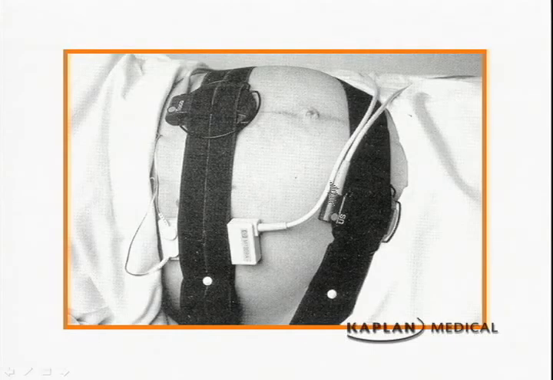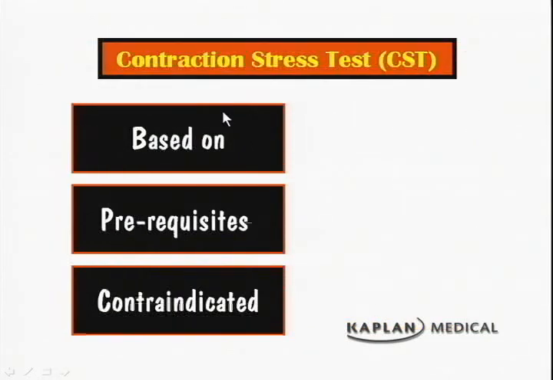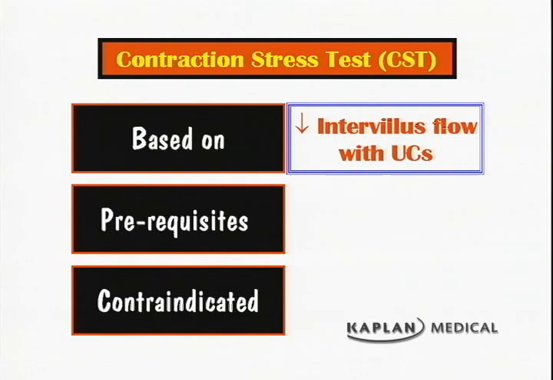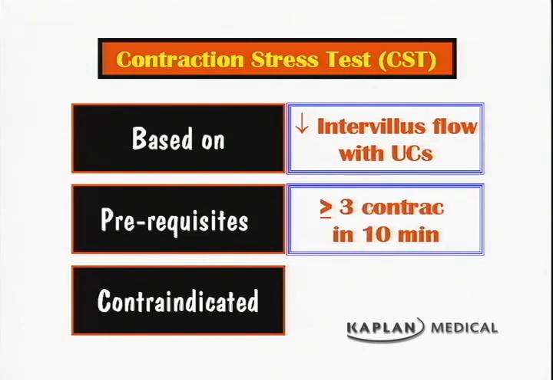paper as a contraction. So here we have the US ultrasound. Here is the TOCO, the measurement of contractions. So we have the fetal heart rate and the contractions being monitored here. The CST is based upon what happens with decreased intervillous blood flow with uterine contractions. The prerequisites, you must have adequate stress, and that stress is defined as 3 or more contractions in 10 minutes.